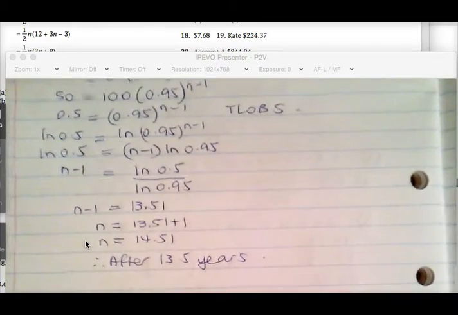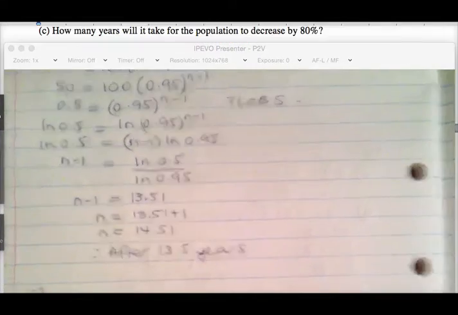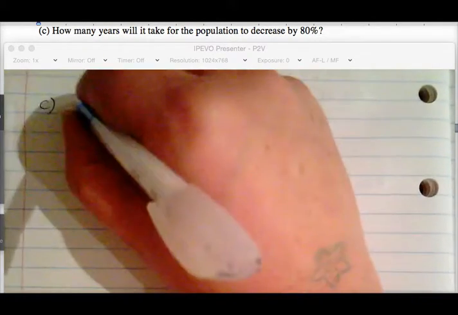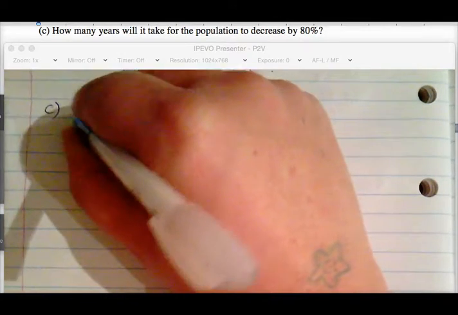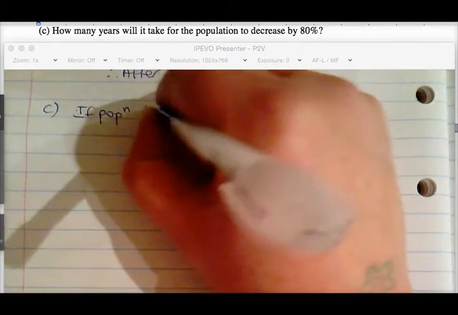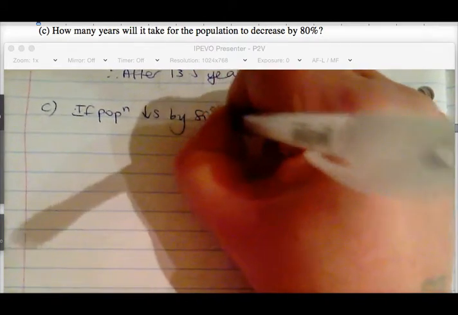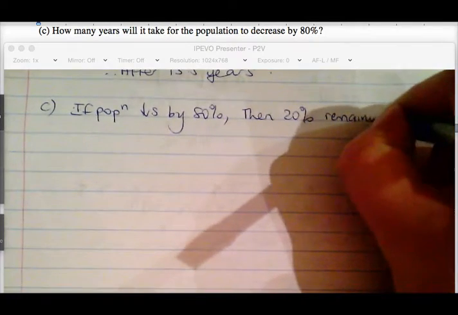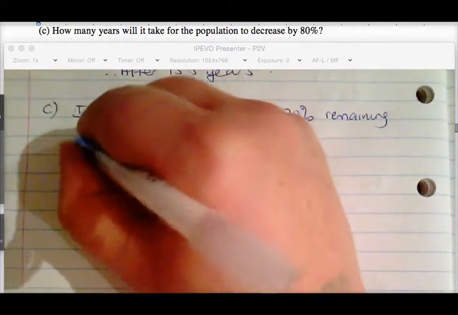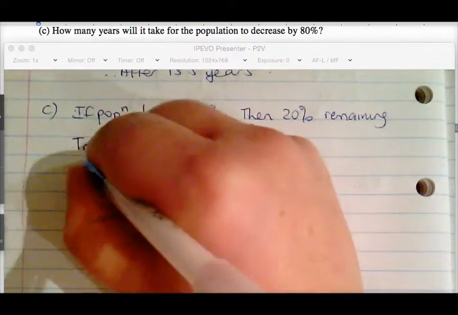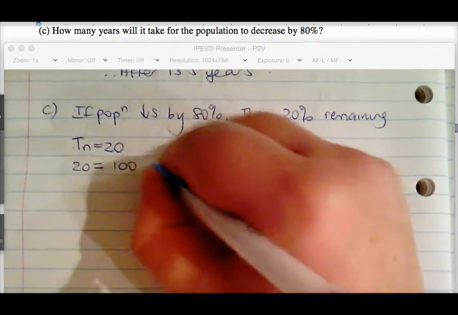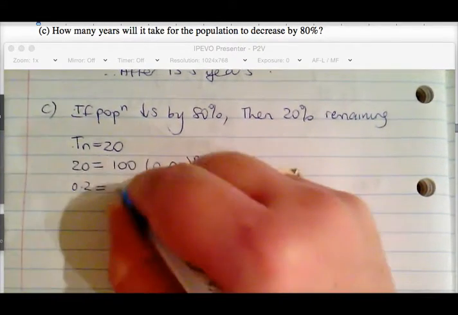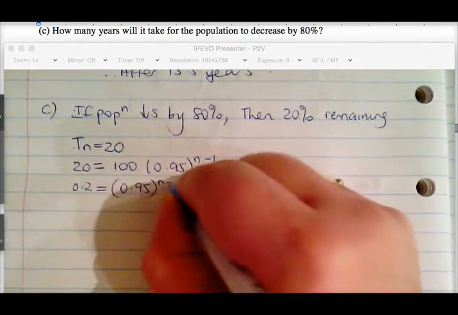So therefore, it's after 13.5 years. And part C says, how many years will it take for the population to decrease by 80%? So if the population decreases by 80%, then there's only 20% remaining. So we'll be doing the same thing as we did before, but we want Tn to equal 20. So 20 equals 100 times 0.95 to the n minus 1. 20 over 100 is 0.2, which equals 0.95 to the power of n minus 1.